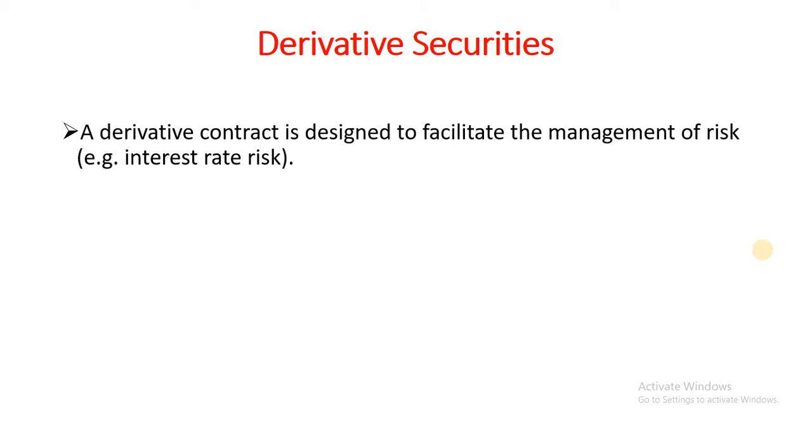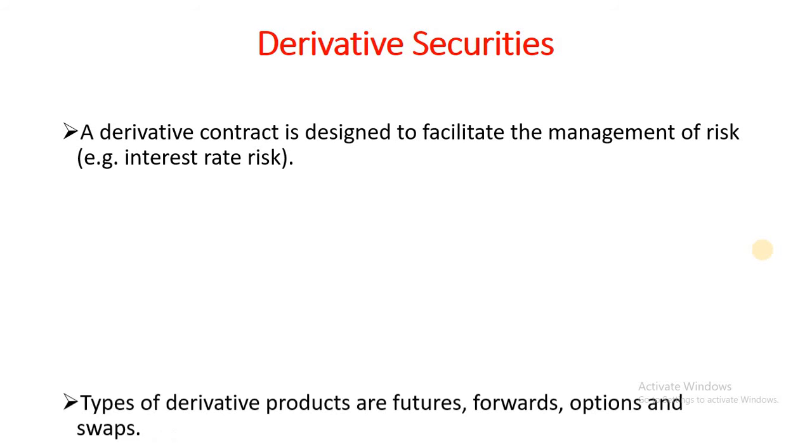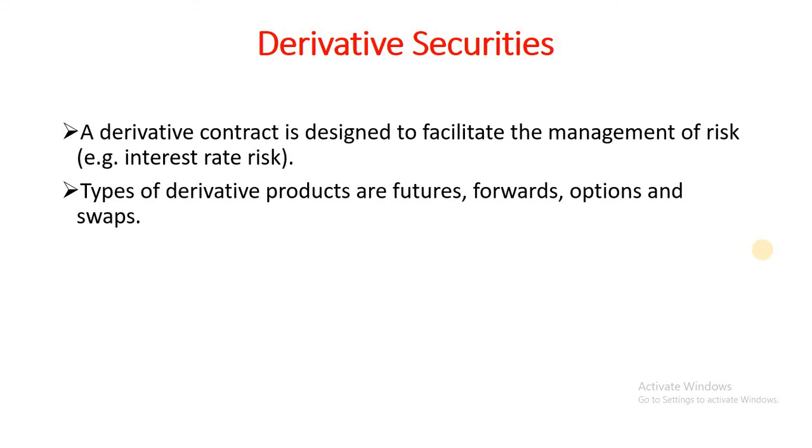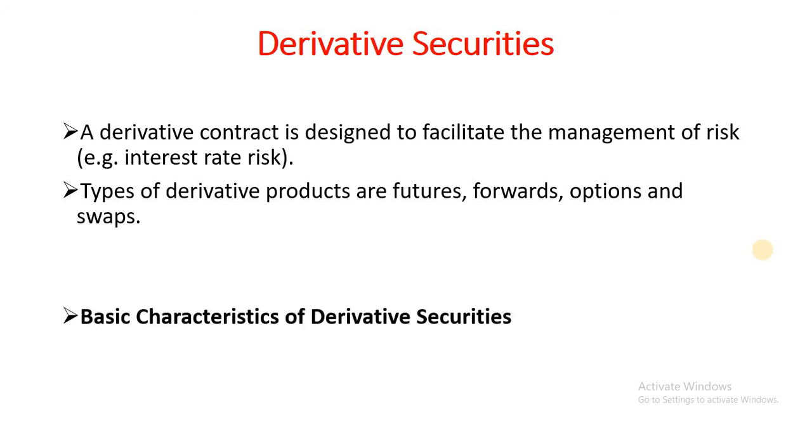A derivative contract is designed to facilitate the management of risks. For example, to minimize interest rate risks or to minimize exchange rate risks, derivative contract can be used. We'll learn more about derivative securities in week 9 or week 10. There are different types of derivative products like futures, forwards, options, and swaps.